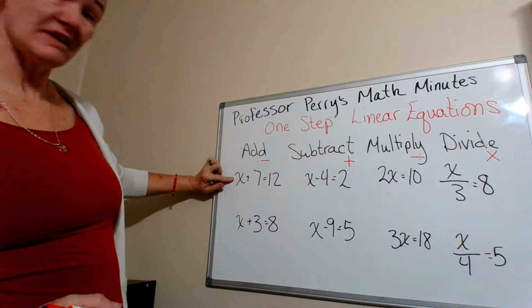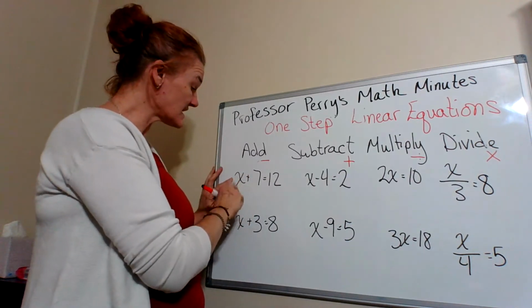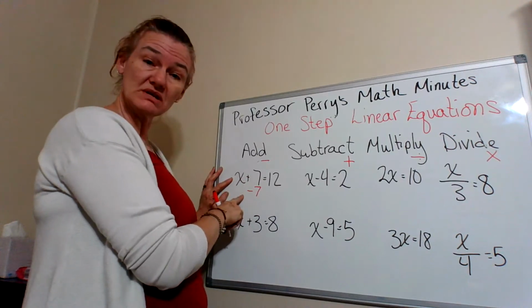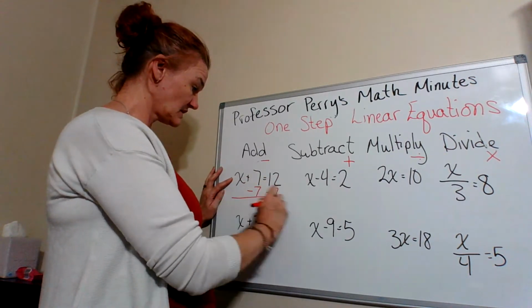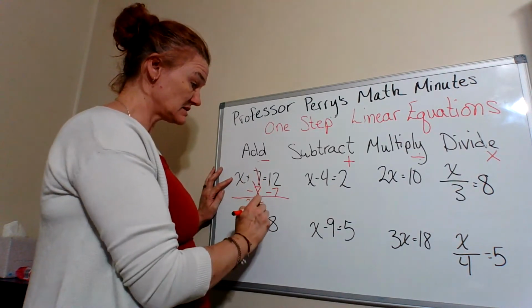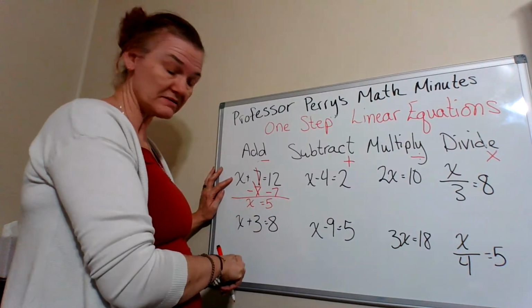The opposite of add, the inverse of add, is minus. So the one next to the x, you have to subtract that over here. If you do it on this side, you have to also do it on the other side. This cancels, 7 minus 7, and then 12 minus 7 is 5. So your x equals 5.